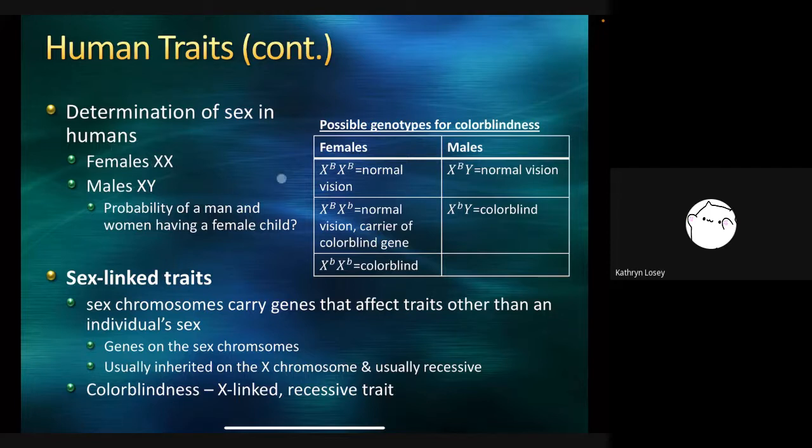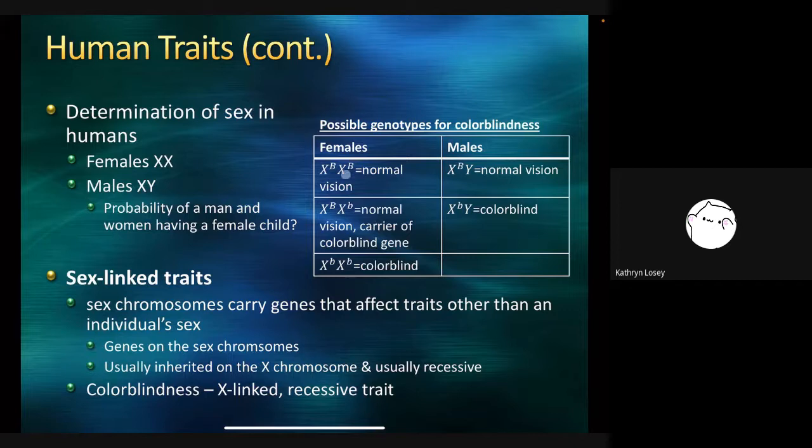If you look at this table over on the right, females can have 3 different genotypes. They can have homozygous dominant, heterozygous, which they call a carrier, and then homozygous recessive. Two of these can be normal vision, these 2 right here, and if they have 2 recessive X genes, they will be colorblind.